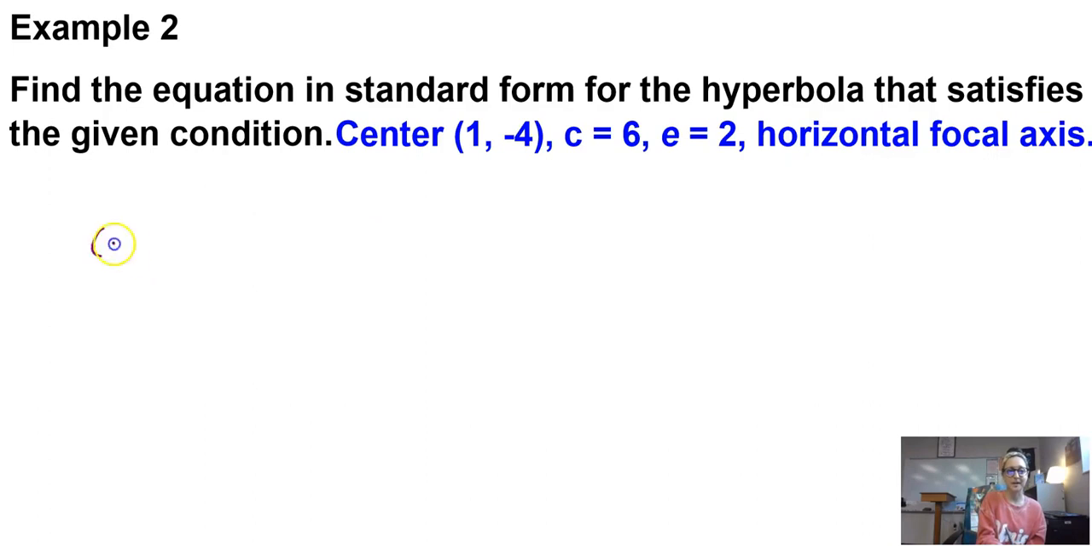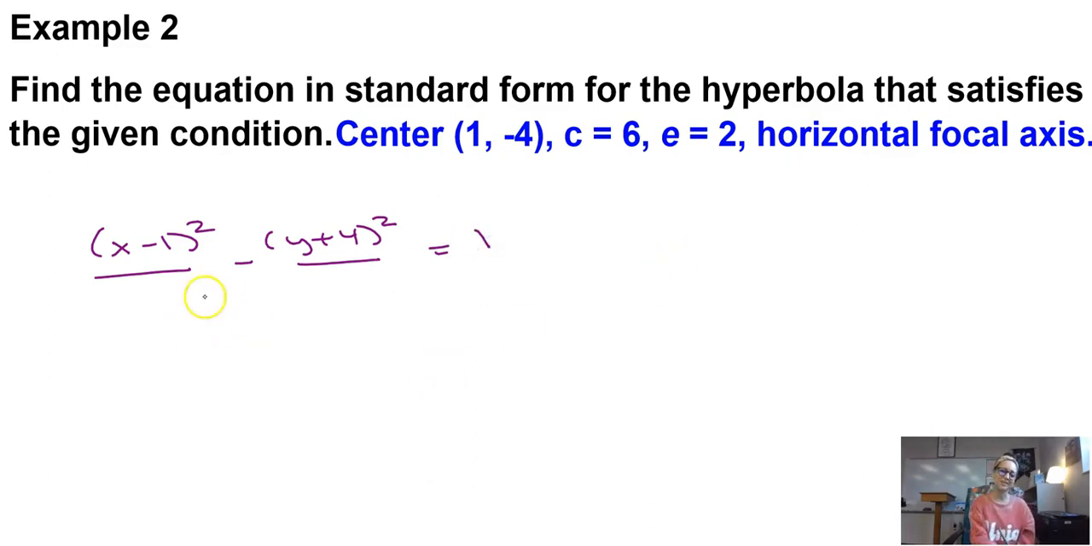So, I know that I'm going to have (x - 1) quantity squared over something, right? And then plus or minus? Minus, because it's a hyperbola, right? And then (y + 4) quantity squared over something equals 1, right? Okay, so now I need to find a squared and b squared, correct?